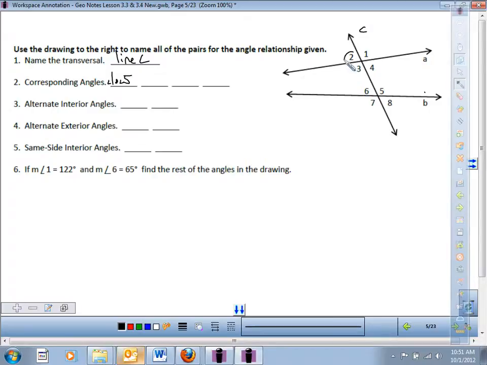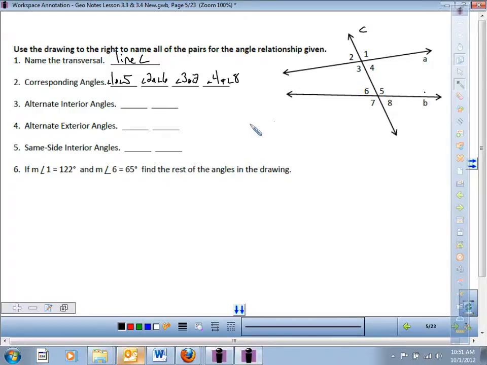Now let's go to 2. So we went up and to the left. Come down here, up and to the left would be 6. We'd have angle 2 and angle 6. 3, we've been down left. Come down here, down left. 3 and 7. And then that would leave us with angle 4 and angle 8 as being corresponding angles as well.